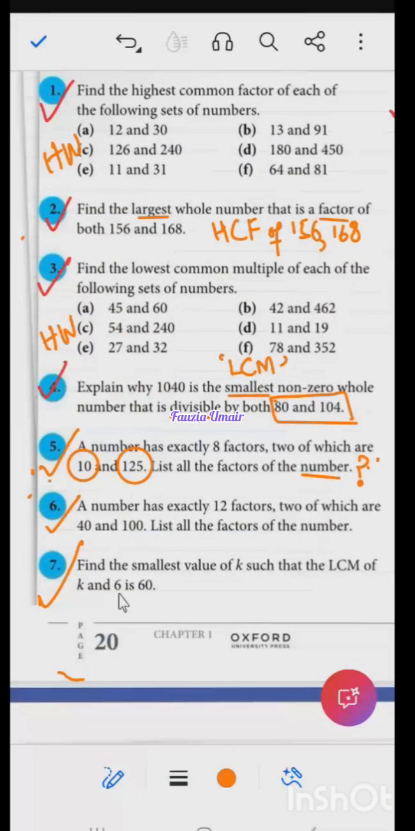Question number 7. Question number 7 is that we need to find out the smallest value of k such that the LCM of k and 6 is 60. k and 6 का LCM is 60. ठीक है, तो हमने क्या करना है, मिसिंग वैल्यू निकालना. अब इसको कैसे सॉल्व करेंगे?